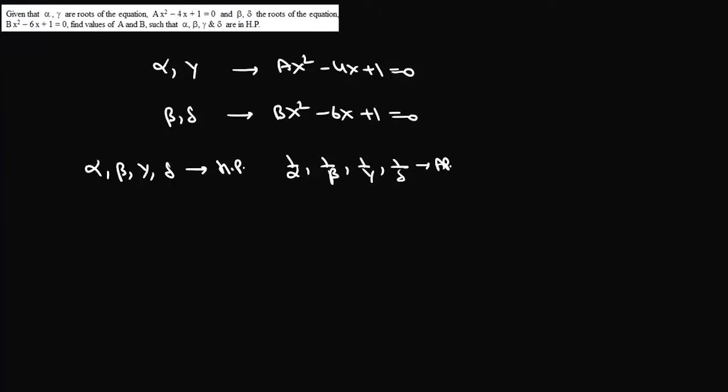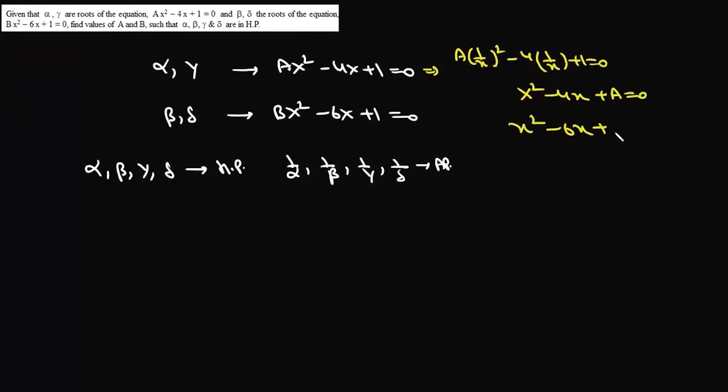So what we'll do is we'll transform these two equations into the equations whose roots are reciprocal of the roots of the given equations. So we'll replace x with 1 upon x. So it'll be a(1 upon x) square minus 4(1 upon x) plus 1 equals to 0. So this equation will be x square minus 4x plus a equals to 0, and the same way it'll be x square minus 6x plus b equals to 0.